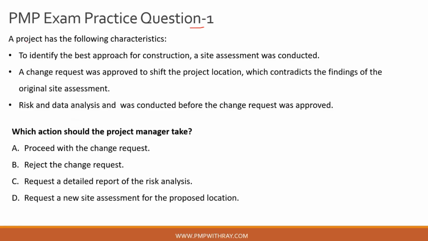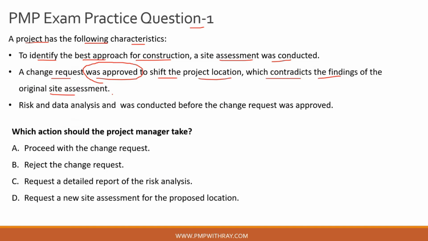Right, so let's get started. A project has the following characteristics. To identify the best approach for construction, a site assessment was conducted. Next, a change request was approved. The key word here is approved, to shift the project location, which of course contradicts the findings of the original site assessment.